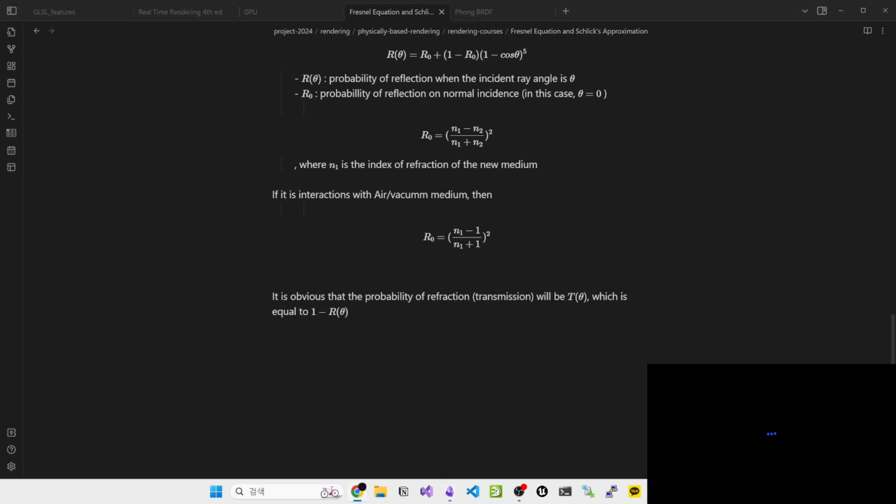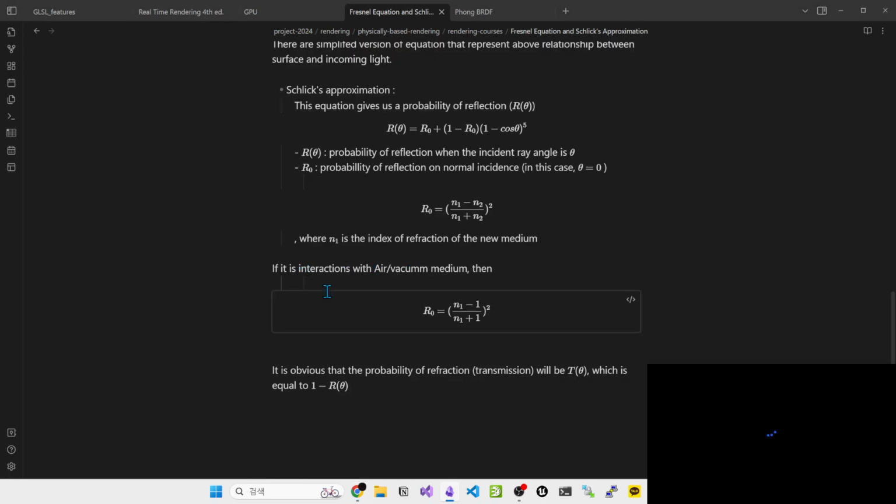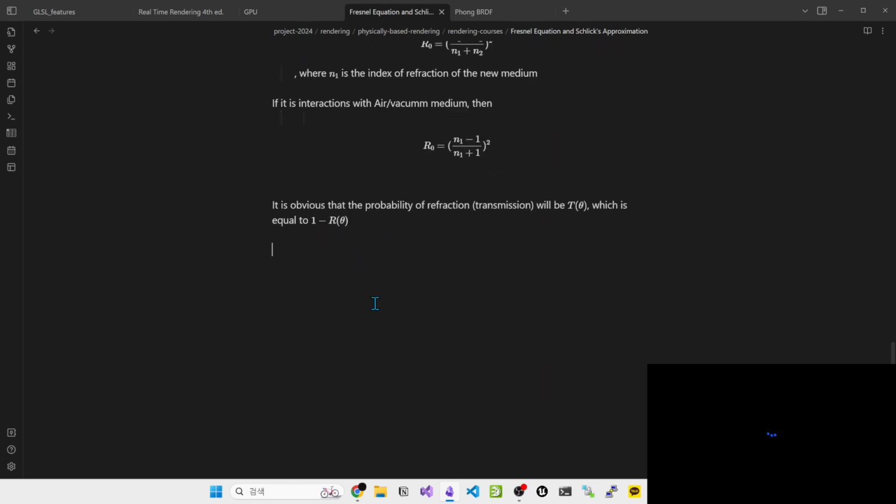So if I add up these two probabilities, I get 1. So let's play with it. R at 0 degrees is R0. Why? Because cosine of theta, so the cosine of 0 degrees is 1. So on the right side I have 1 minus 1, so the second term is killed by this 0. Therefore I will have R0. And R at 0 degrees, theta is the angle of the incoming light, 0 degrees, so it means that it comes from upwards. What is it? This is the probability of reflection at normal incidence.